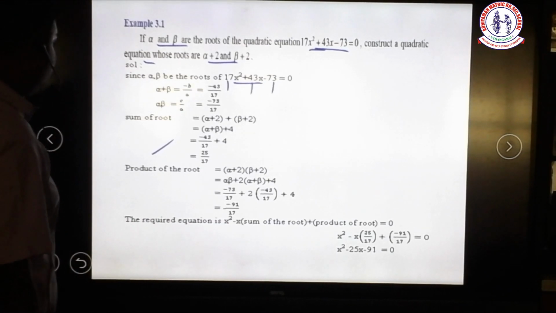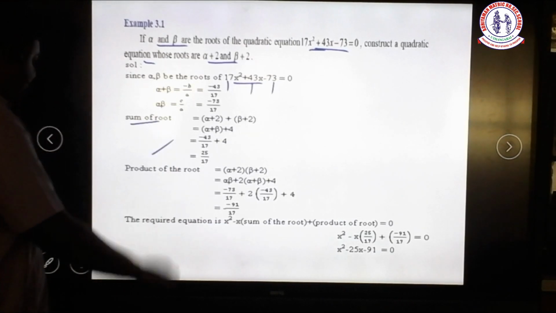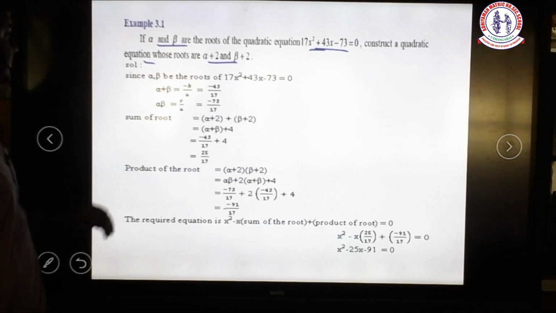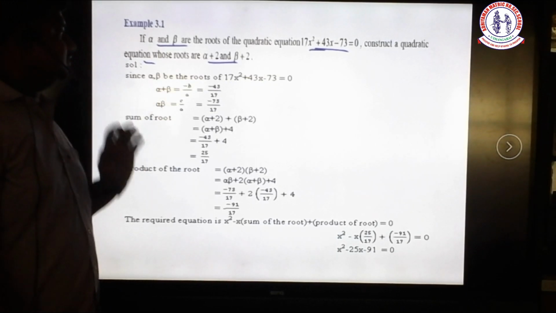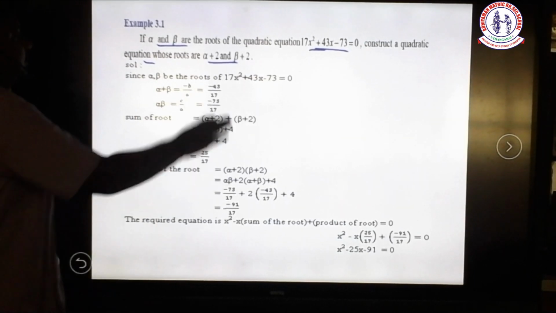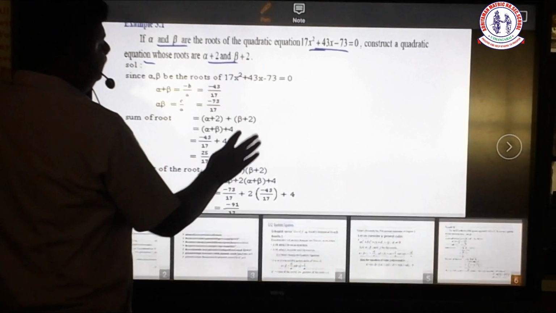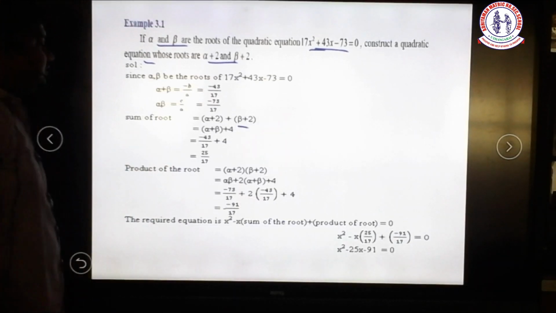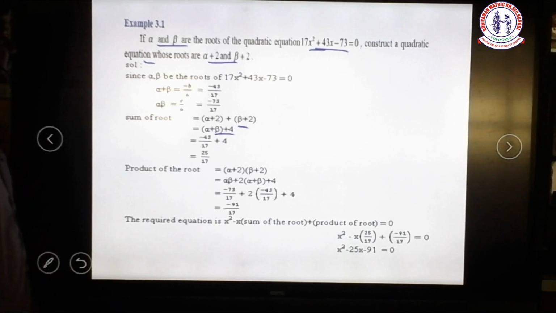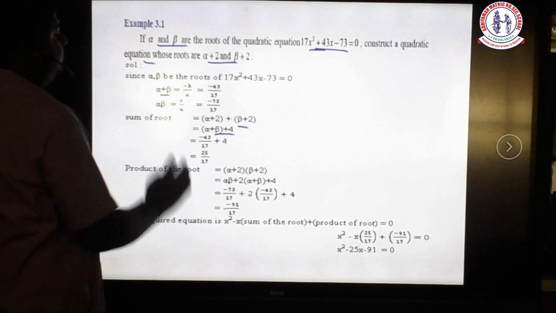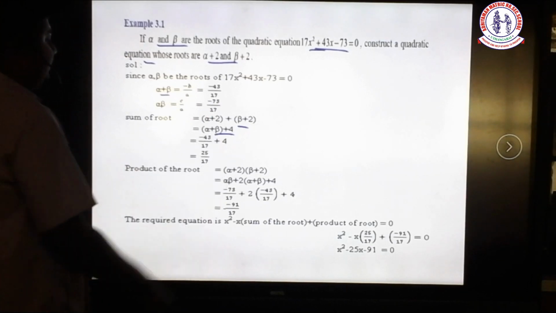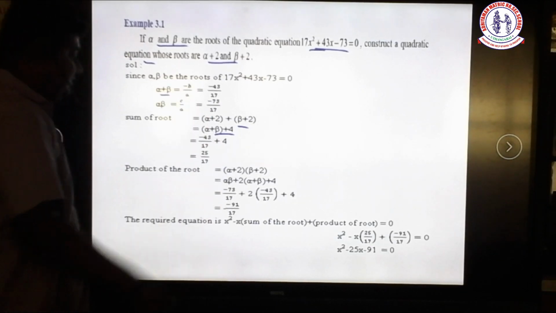We have two roots, so once again we use the logic of the sum of the roots. First of all, we find the sum of the roots, as we learned in the introduction class. The roots are alpha plus beta and beta plus 4, so the sum is alpha plus beta plus 4. We already know that alpha plus beta is equal to minus 43 by 17, plus 4. After simplifying, we get 25 by 17.